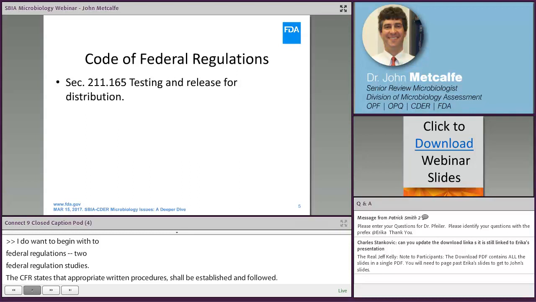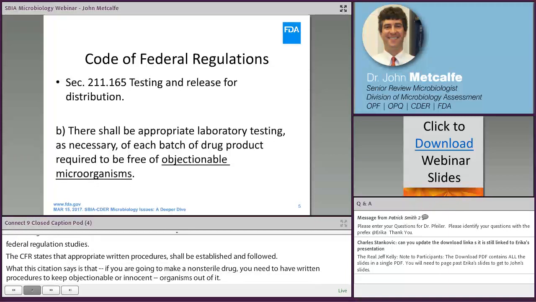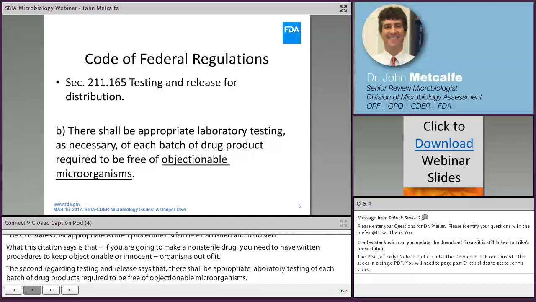Second, 211.165 regarding testing and release for distribution. This says there shall be appropriate laboratory testing as necessary of each batch of drug product required to be free of objectionable microorganisms. What this says is that you should have a test at release that demonstrates that your non-sterile drug does not have objectionable microorganisms in it.